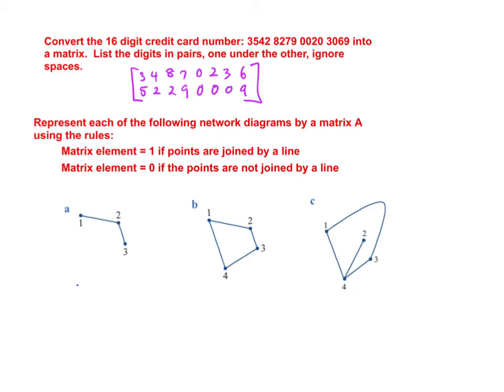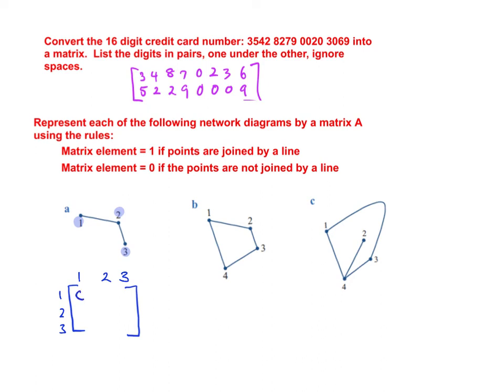So if you look here, because I have 3 points, I need to have a 3 by 3 matrix. And if you look, between 1 and 1, is there a line going back to 1 by itself? There isn't, is there? It's not there, is it?